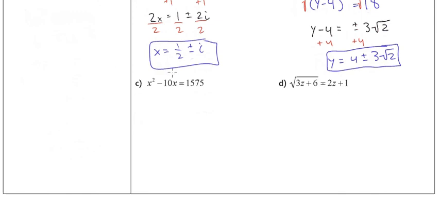All right, solving by factoring. So when we solve by factoring, we want to have it equal to 0. So we're going to subtract 1,575 from each side.